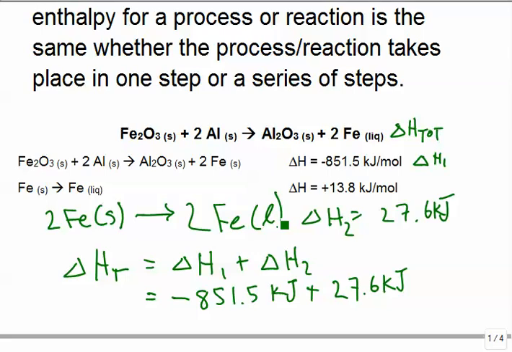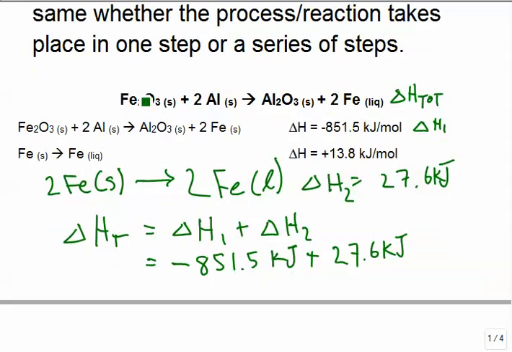So we simply add those numbers in our calculator, and we find that the net enthalpy change is simply going to be a negative 823.9 kilojoules for the conversion of 1 mole of ferric oxide to 2 moles of liquid iron metal. Okay, so we can calculate the enthalpy change for a net process by breaking it into component subreactions and simply adding up the enthalpy changes for those different components.